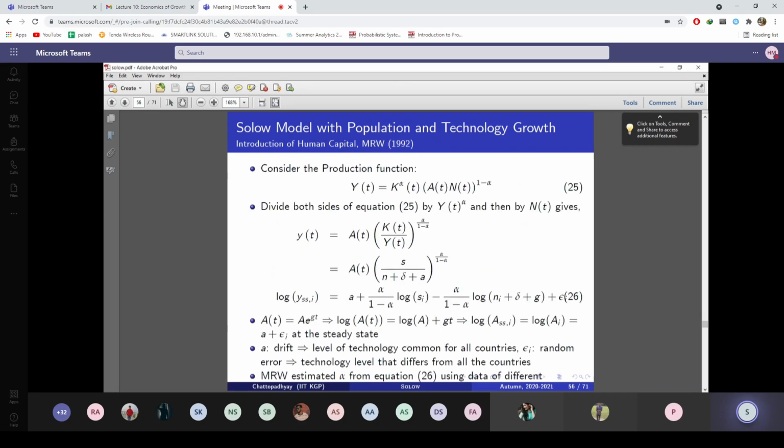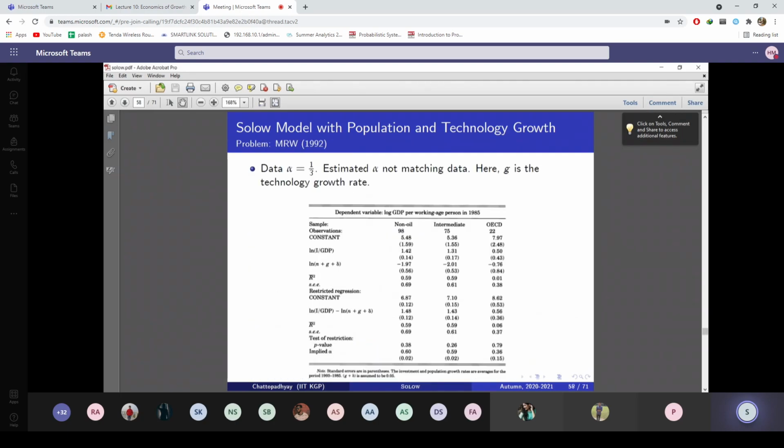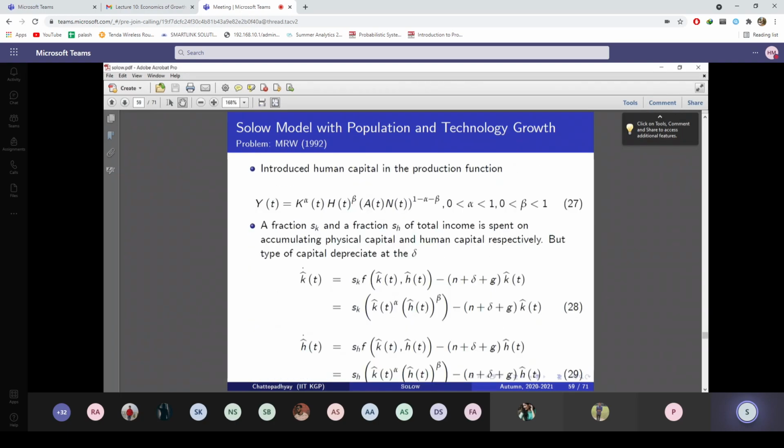And the second is over here. You started with no human capital and estimated the value of alpha. What they got is that alpha is way higher than 1/3. Alpha is 1/3 from the data, but the estimated value is way higher. They introduced human capital and they got close to the data.